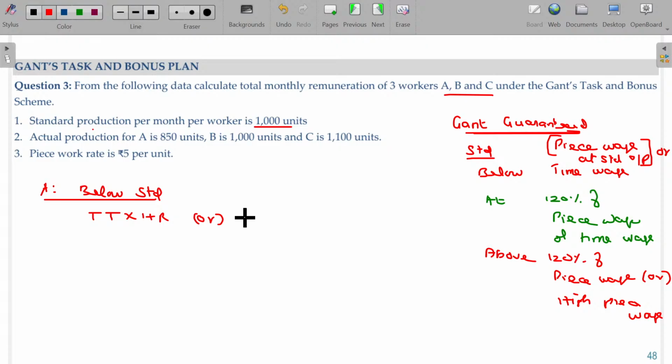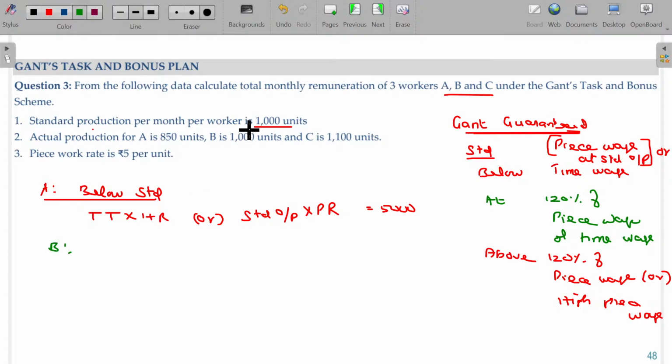Standard output into piece wage. With this formula, you'll get the answer directly. So what is the guarantee? If you produce less than expected, you'll be offered the expected salary. What is the expected salary? 1000 you're supposed to produce, so we'll offer salary for the 1000 units production. So 1000 into 5, 5000 rupees. Is that okay?